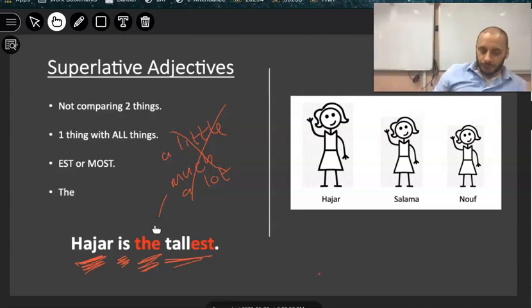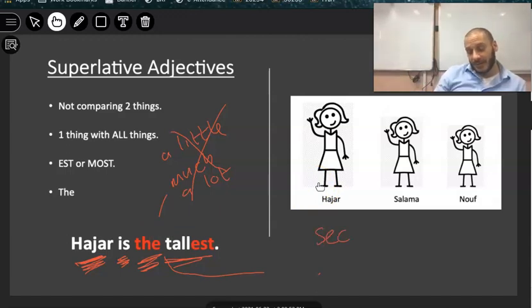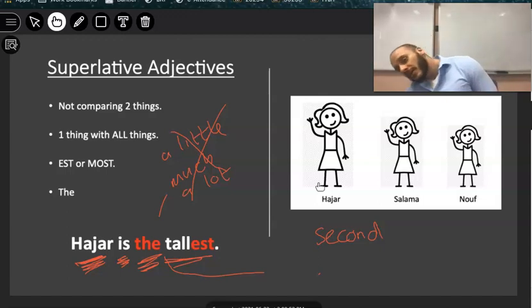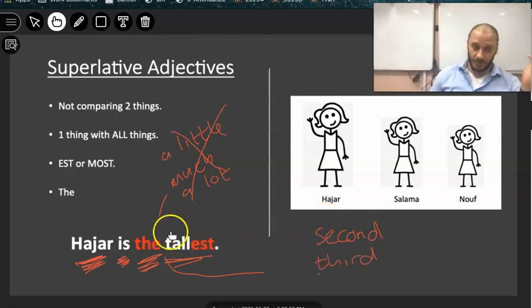But we can add a little bit extra. In this sentence, Hajar is the tallest, Salama is the second tallest, Nuf is the third tallest, Salma is the fourth tallest, Shama, all the way down here, is the shortest. So you can add second, third, fourth, fifth in here.